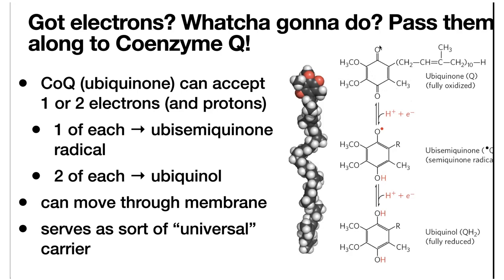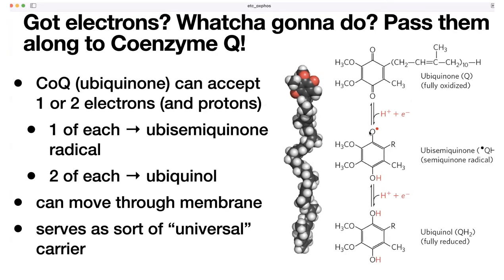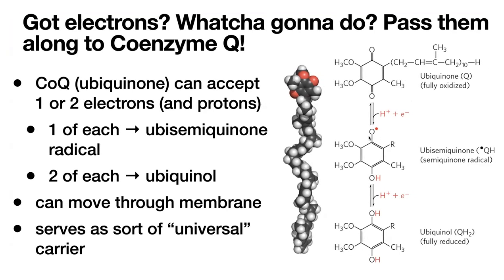In ubiquinone, so our Q, this is going to be the fully oxidized form. Then if it takes an electron and a proton, well, now we get this stabilized free radical. So remember, a free radical is when you have a lone electron. So not a lone pair, but an actual lone electron, unpaired. This is going to be our semiquinone radical, or our UB semiquinone. And so you'll see it drawn like this.